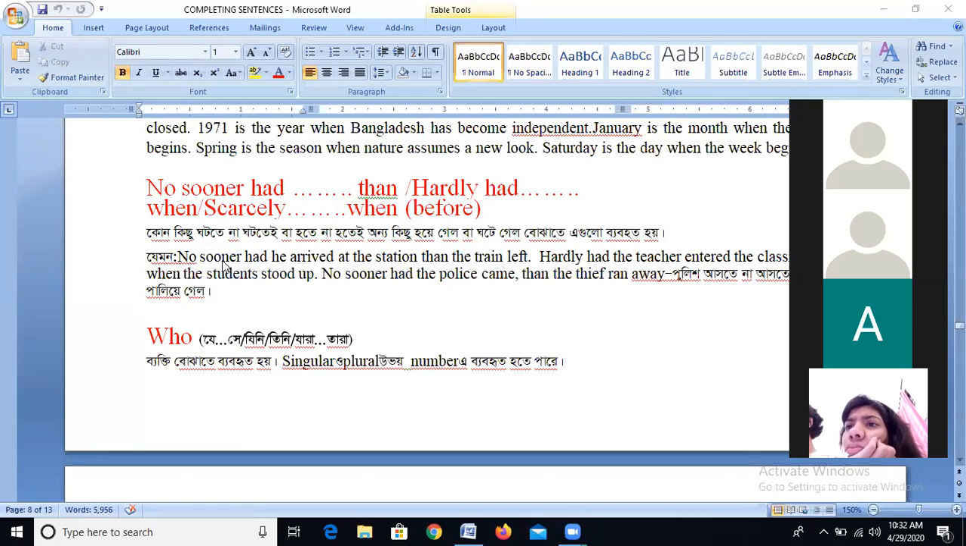So most of the students think that as they have used no sooner at the beginning, they will use than in the middle of the sentence. Actually, this is not an automatic process. It's a very scientific, grammatically scientific process. We use than here because this sentence is in comparative degree. Okay. Now come to the next example.